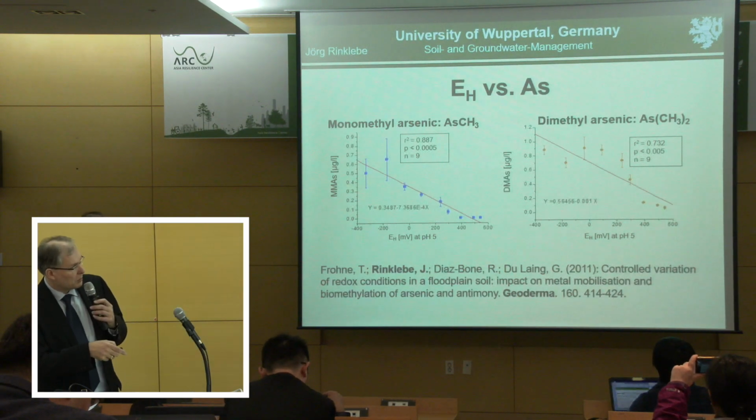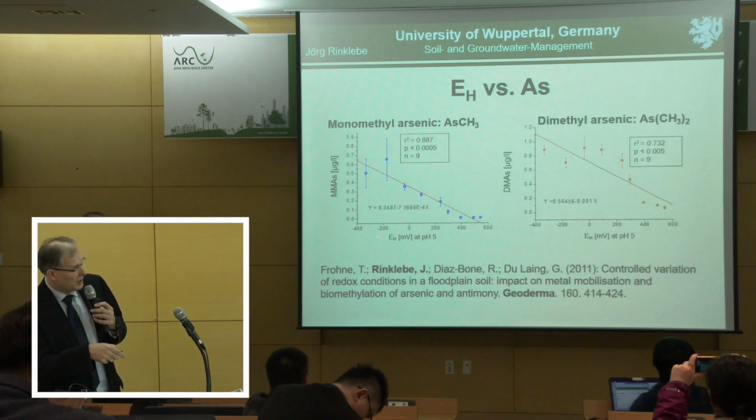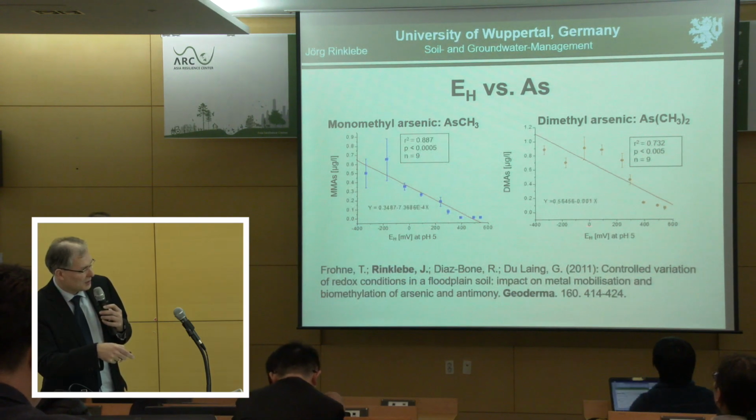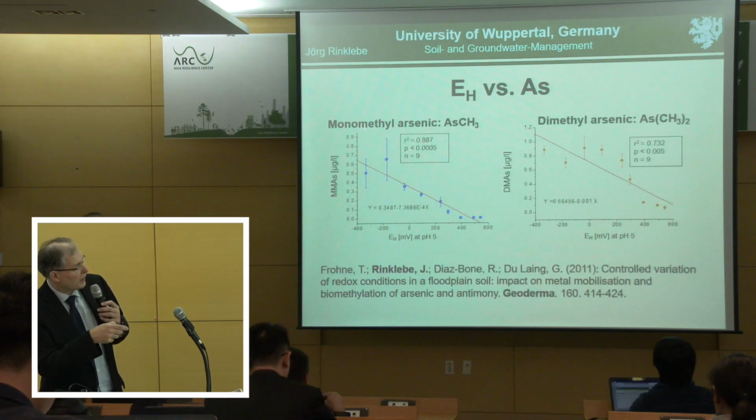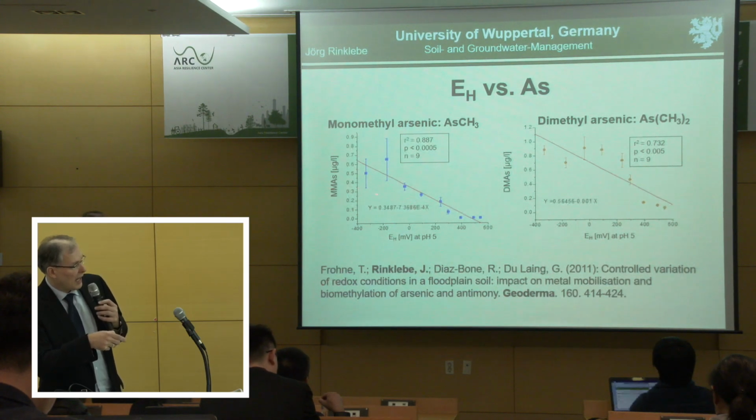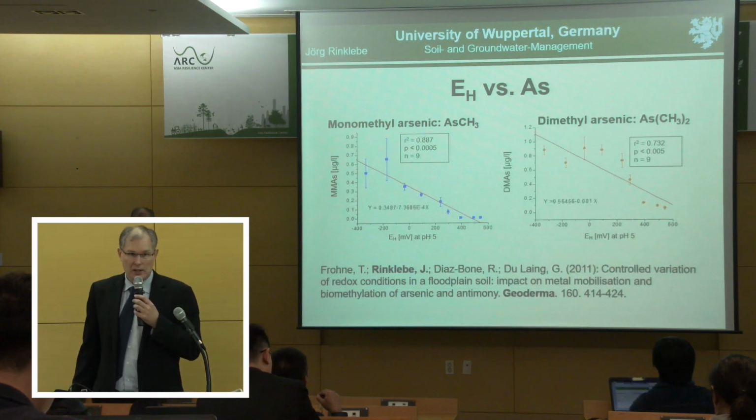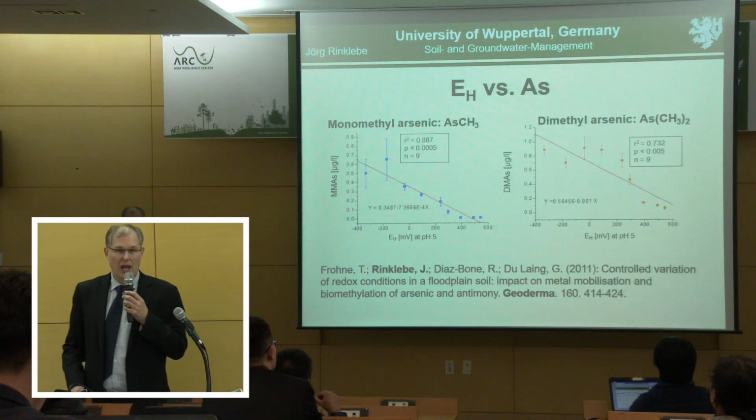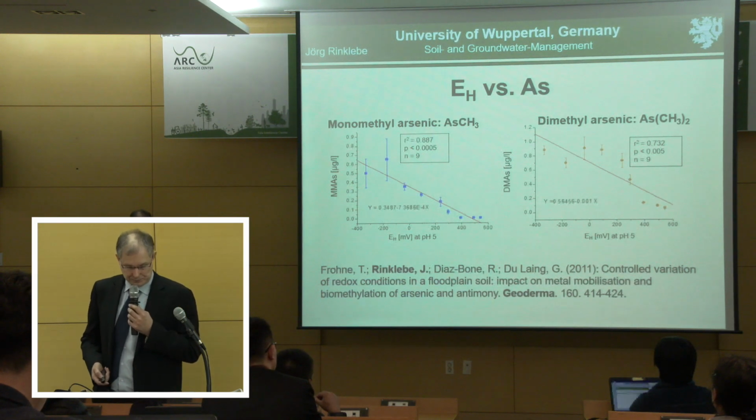And then we conducted such an experiment, and this is what I would like to demonstrate to you here. Here you can see the redox potential, minus 400, plus 600, the same here. Here you can find the monomethyl arsenic, here the dimethyl arsenic. And what you can see is that under anoxic conditions, we have a high production of both toxic arsenic forms, monomethyl arsenic as well as dimethyl arsenic.